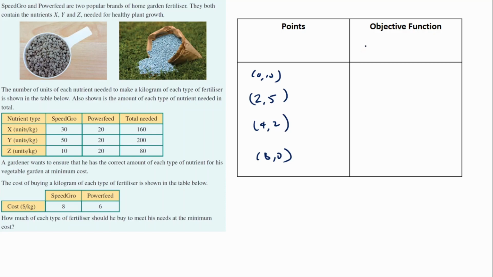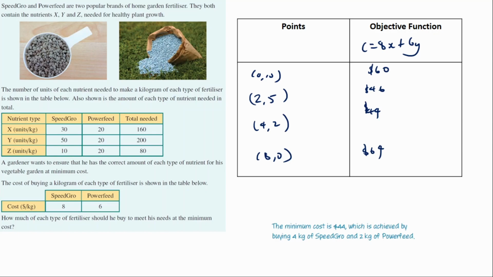And then write the objective function up the top, which is going to be cost equals 8x plus 6y. And then substitute these values into there to work them out. And these are the values you should get once you've worked it out correctly. And so your final answer should be something along the lines of the minimum cost is $44, which is achieved by buying 4 kilograms of speed grow and 2 kilograms of power feed.